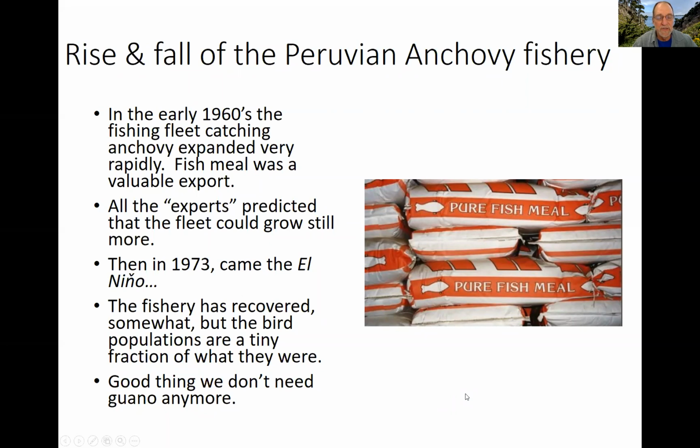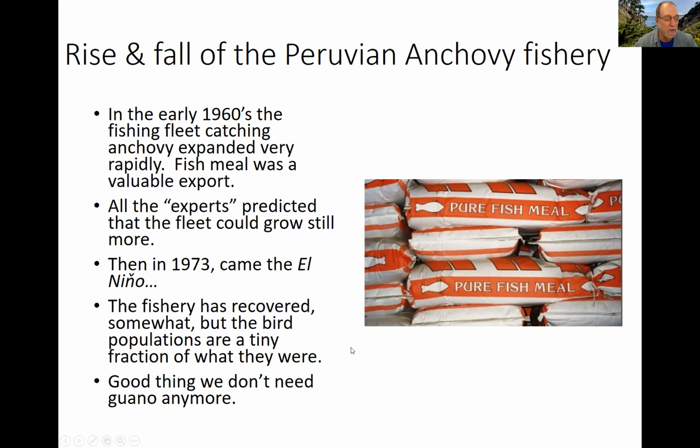Anchovy are such a productive fish that you can just expand this fishery forever. As a consequence, there was a huge investment, and dozens or even hundreds of fishing boats were added to the fleet. And the yield of anchovy just kept increasing, and seemed to be one of these great things where there would be money for all and for everyone.